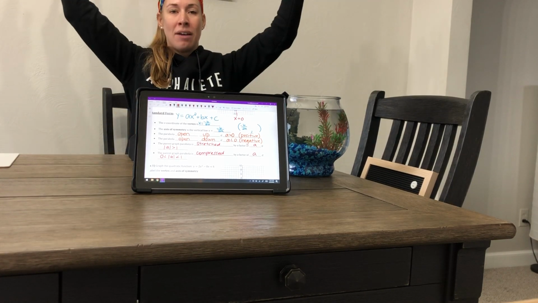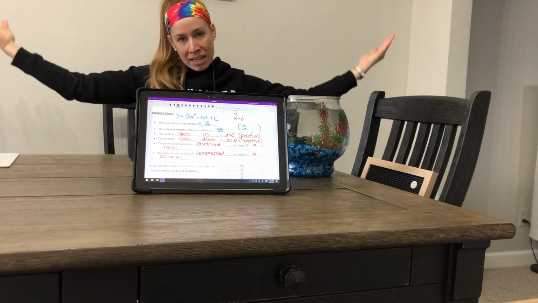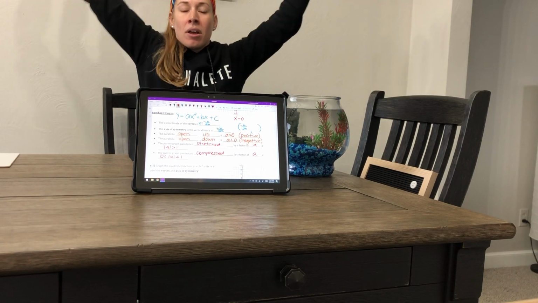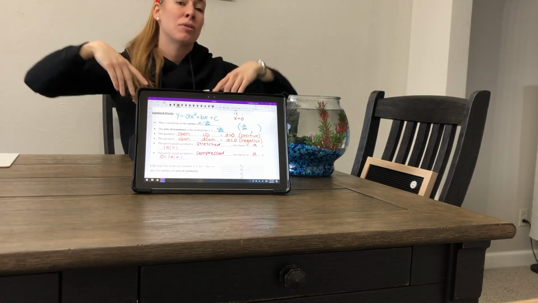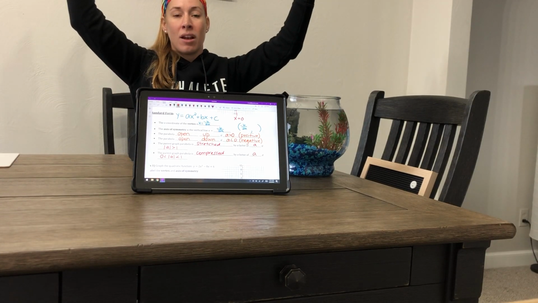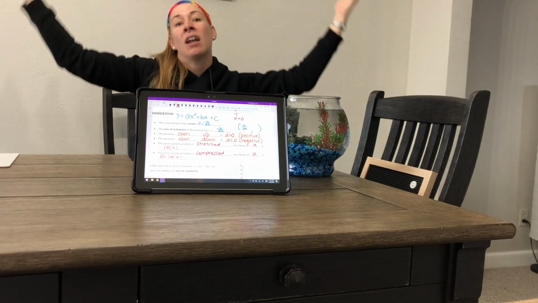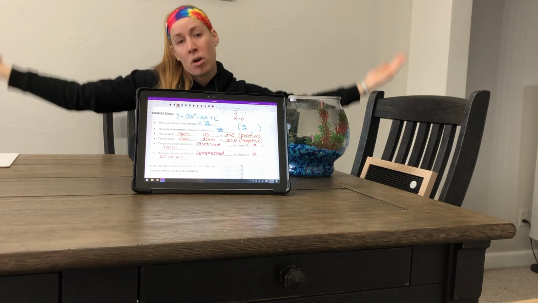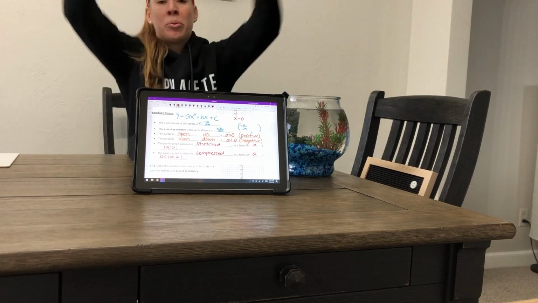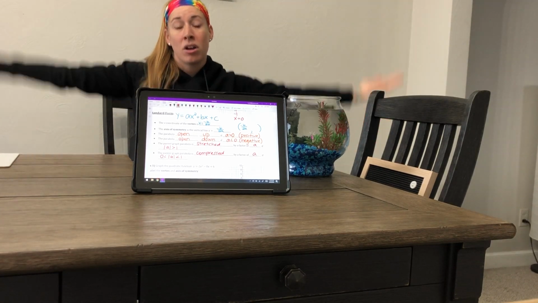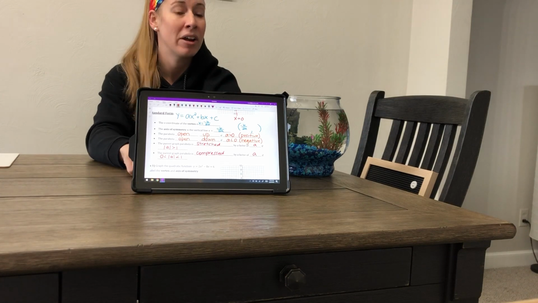So we've got parent graph compressed. Imagine somebody pressing down on my arms. So parent graph compressed. Let's say the a value is 1/2. So rather than increasing at the normal parent graph rate, it gets cut in half, or 1/4. Okay, so compressed gets wider, stretched gets skinnier. Compressed, wider, stretched, skinnier compared to the parent graph.